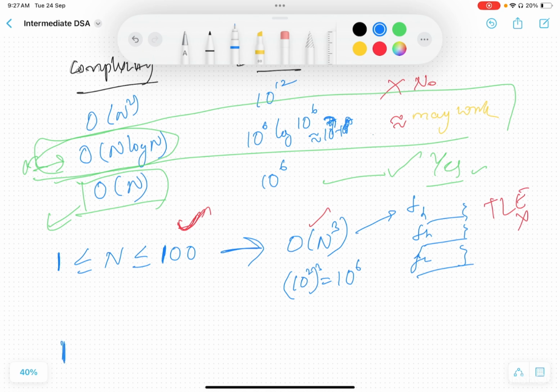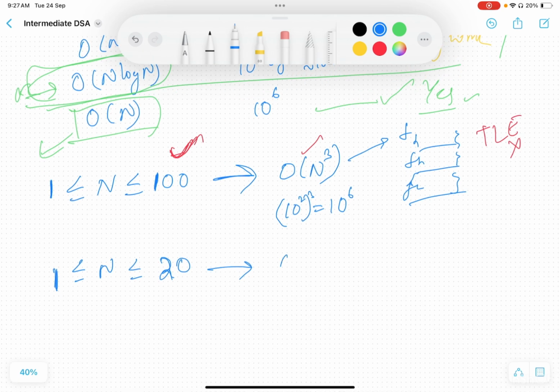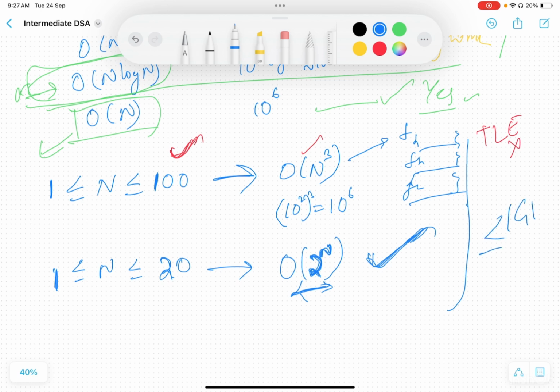And if my constraint is saying 1 to 20 only, I can go for even 2 power n. If you check the comparison order, this is a very slow algorithm, right? Very slow order, still you can go for it. It has nothing to do with processing speed. These two will be less than 1 gigahertz of processing speed only.